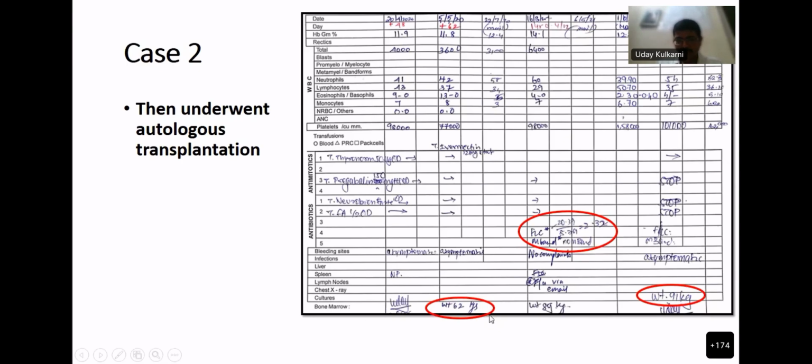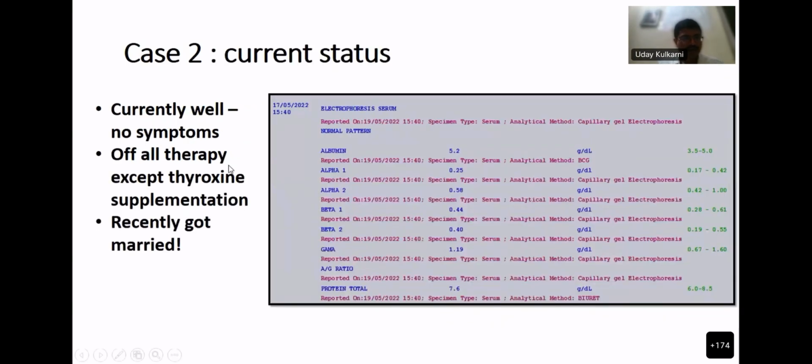So this gentleman had his general well-being improved after the transplant, and currently he doesn't have any symptoms. He's off all therapy, except for his thyroxine supplementation. And in POEMS syndrome, many of these transplants are curative. So he's now about three years from the transplant, he's recently got married, and he came for follow-up. M band was not there, and he's doing well otherwise.